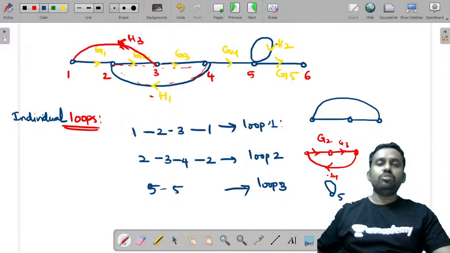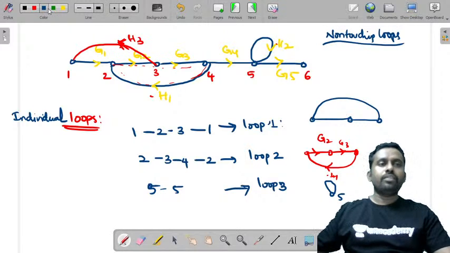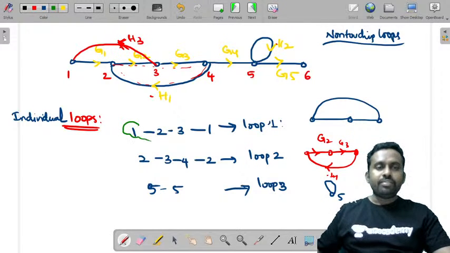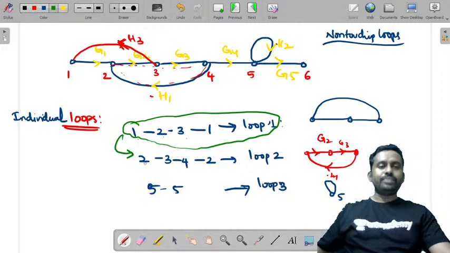Now what are non-touching loops? Out of these, non-touching loops are loops that do not contain any common node. Now let us compare the first loop with the second loop. Is there a common node? These are node numbers, right? 1 to 2, 2 to 3, 3 to 1, and 2 to 3, 3 to 4, 4 to 2. If you observe, there is a common node 2, and there is also a common node 3. So these two, loop 1 and loop 2, are touching loops.